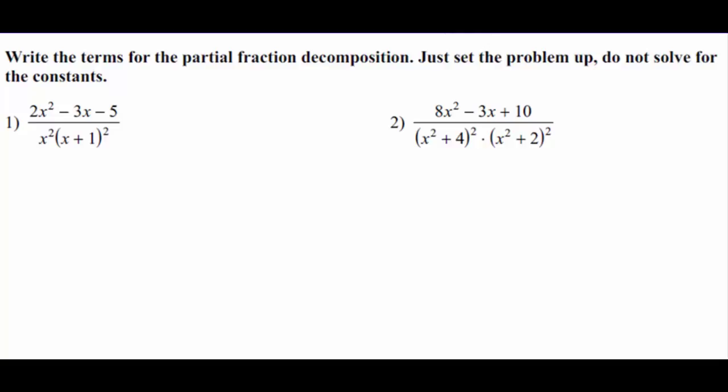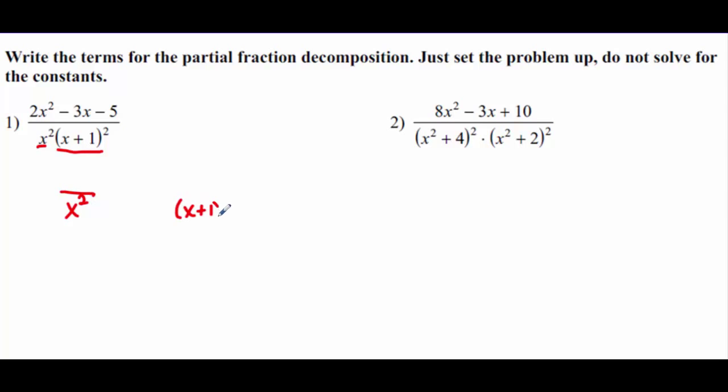So starting off with partial fraction decomposition, these first two problems say to just set the problem up and not to solve for the constants, which means if you start actually trying to solve for A and B and things like that, you've gone too far. What we want to do is think about the denominators that are possible if we end up with a common denominator of x squared and x plus 1 squared. Well, obviously we have to have x squared and x plus 1 squared.